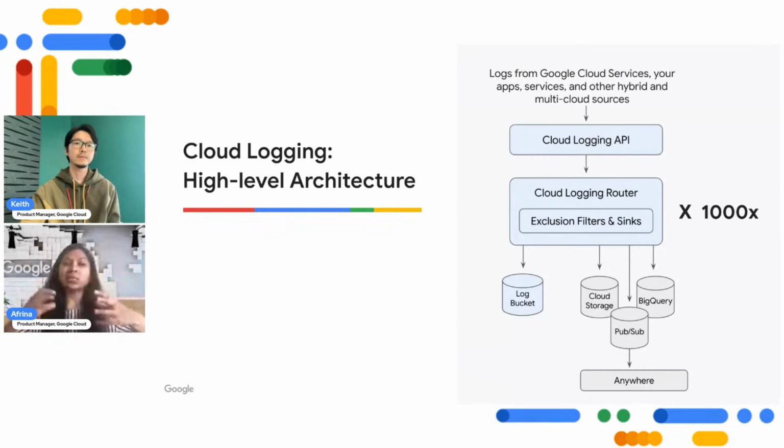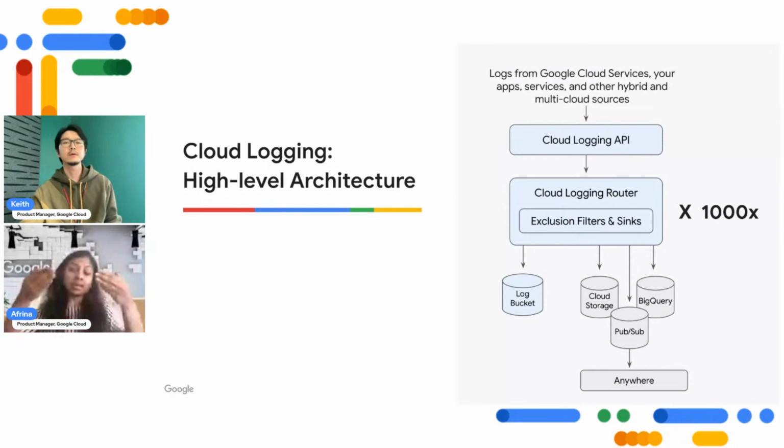Think of the router as the Pub/Sub for logs. Our router has amazing capabilities. You're able to set an inclusion filter and an exclusion filter. You're able to route logs to other destinations. Then, from the router, if you say, okay, I want to store my logs in Google Cloud because I want to be able to analyze and troubleshoot them, at that point, logs go into a log bucket.